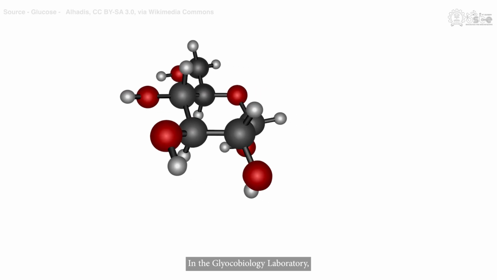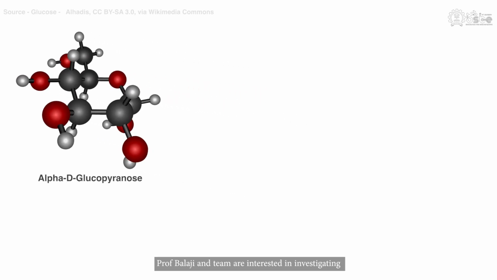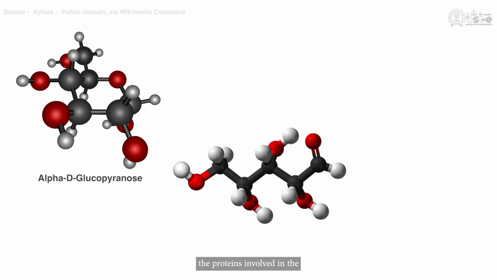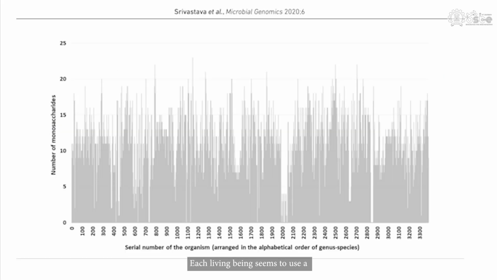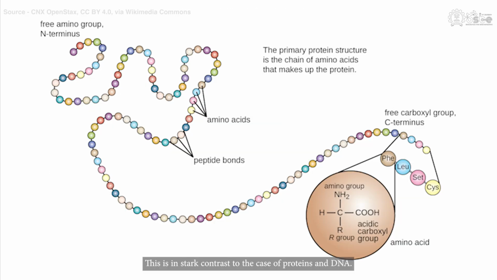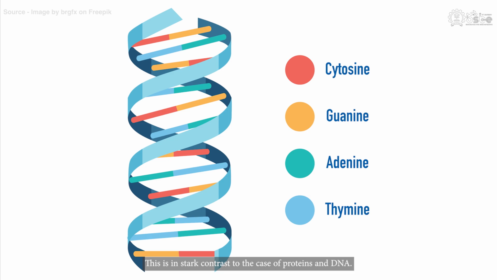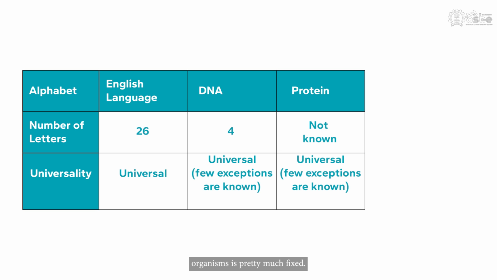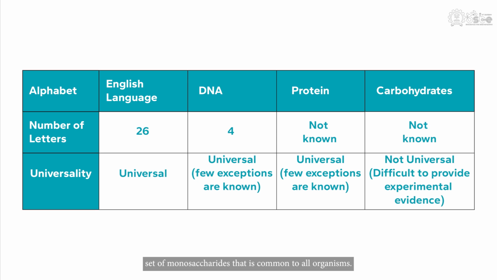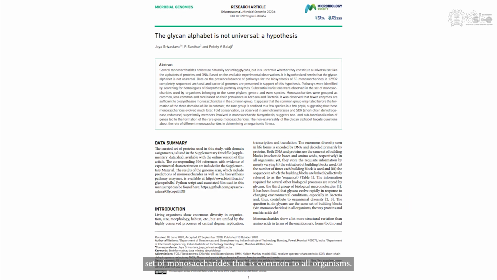In the Glycobiology laboratory, Professor Balaji and team are interested in investigating the proteins involved in the synthesis and degradation of monosaccharides, the building blocks of carbohydrates. Each living being seems to use a different set of monosaccharides to make its carbohydrates. This is in stark contrast to the case of proteins and DNA. The set of building blocks in DNA and proteins of all organisms is pretty much fixed. Professor Balaji and team hypothesized that there is no fixed set of monosaccharides that is common to all organisms.